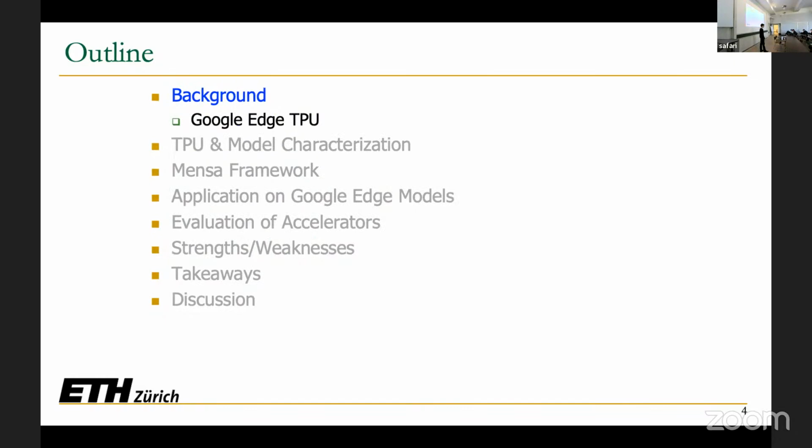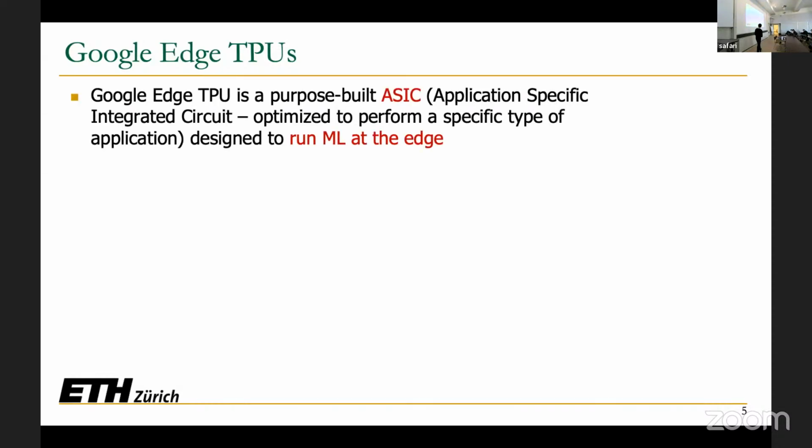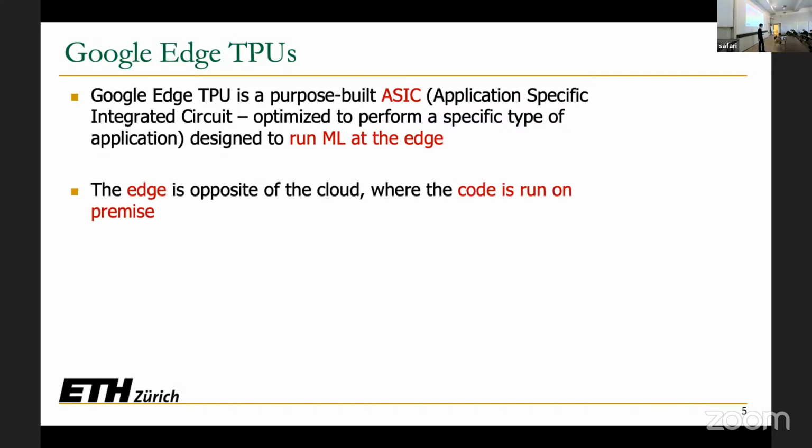So first I'll talk about the Google Edge TPU. The Google Edge TPU, Tensor Processing Unit, what is it? It's a purpose-built ASIC, which is an application-specific integrated circuit, designed for a specific task. In this case, it's designed to run machine learning inference at the edge. What is the edge? The edge is the opposite to the cloud, where instead you run the code on-premise. So you can physically buy the chip, or the device, and then run your machine learning algorithms.